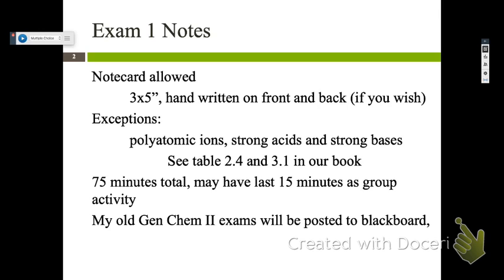The exceptions for that: polyatomic ions, strong acids, and strong bases. They're listed here, table 2.4 and 3.1 in the Sengage book that we have. You need to be comfortable with those. If I give the name of one of those polyatomic ions, you need to be able to write the formula, know the charge, know if it's a polyatomic ion or if it's an individual ion, chloride versus chlorate or perchlorate.